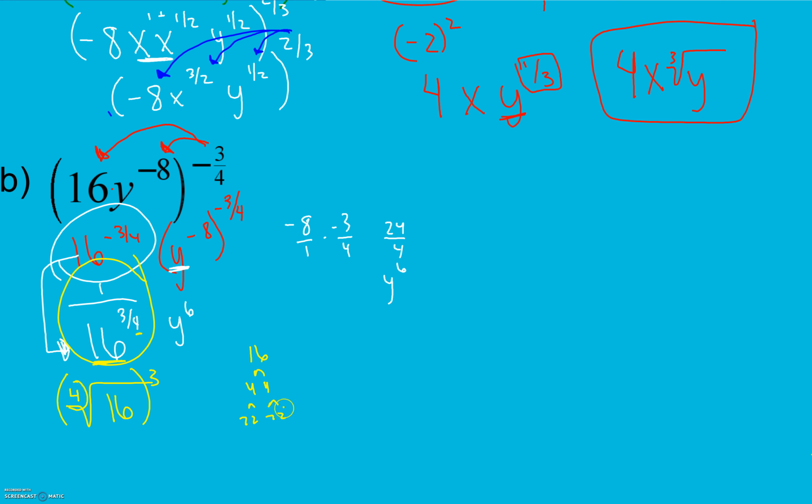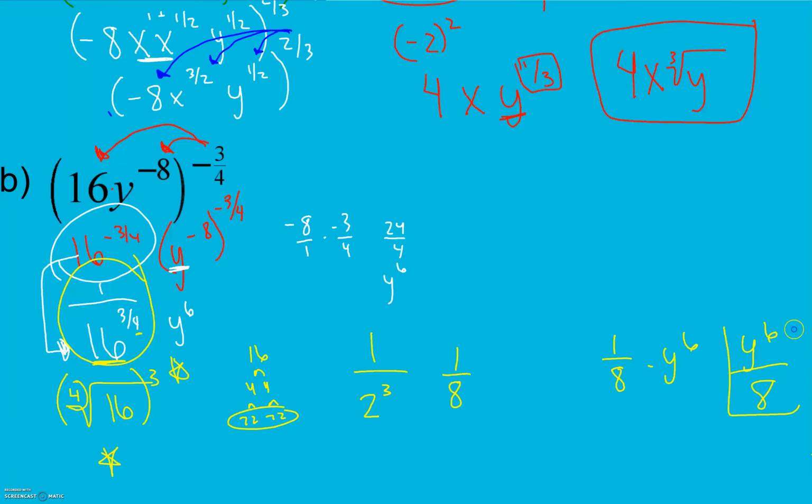I'm looking for groups of 4. I have a group of 4. So I have 2 cubed. And again, that's in the denominator here, which is 1 over 8. And I have to cube it because of my exponent there. So what I have right now in this column is 1 over 8. And here I have times y to the 6th. So I have y to the 6th over 8.